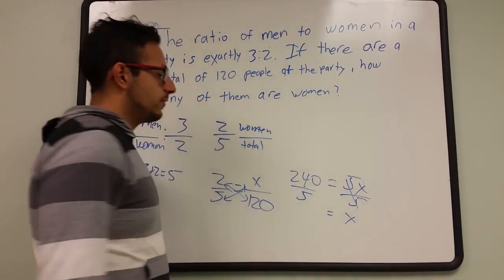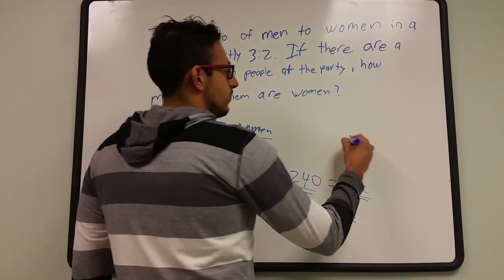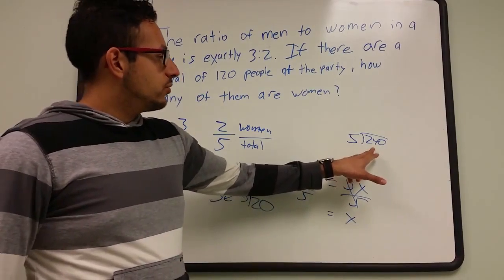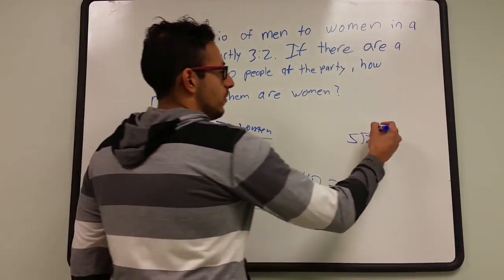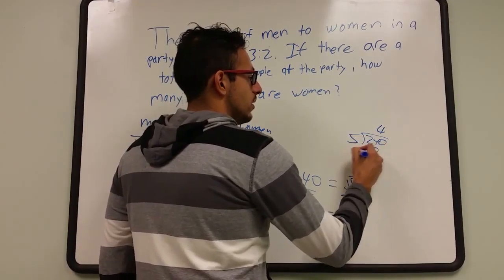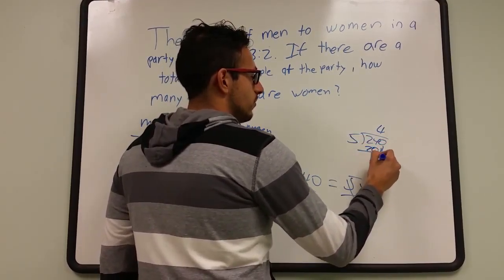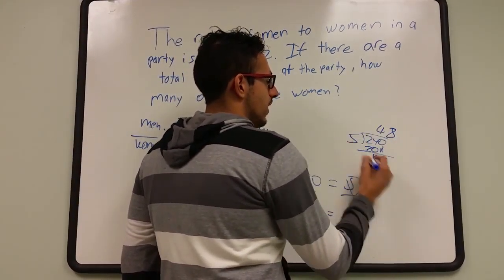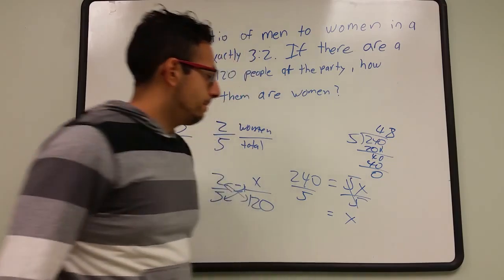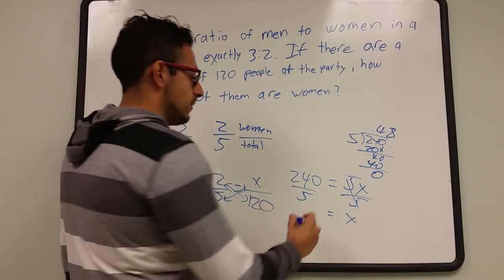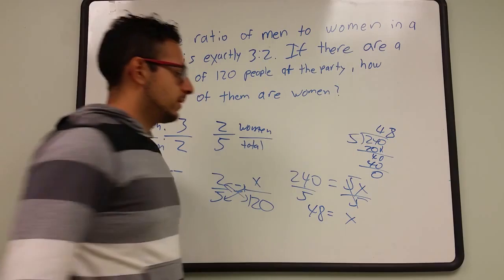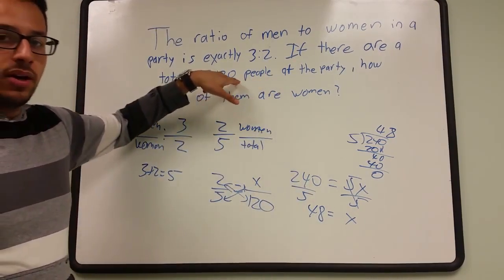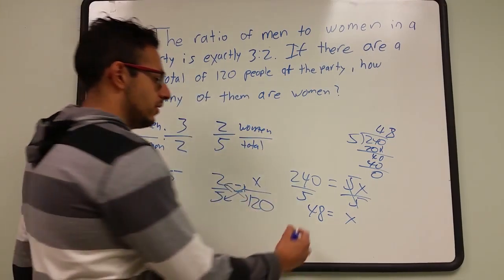So x is equal to, let's do the division on the side. So 5 divided into 240. How many times does 5 go into 24? 4 times. 4 times 5 is 20, minus that is 4, bring down the 0, 40. How many times does 5 go into 40? 8. 8 times 5 is 40, 0. So 240 divided by 5 is 48. So we solved how many of them are women. So out of 120 people at the party, 48 are women.